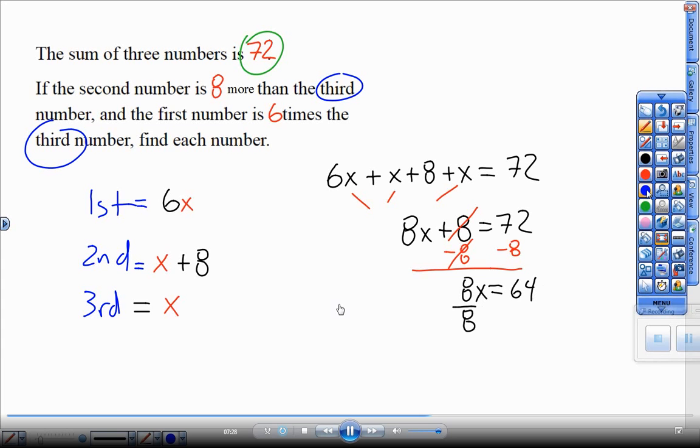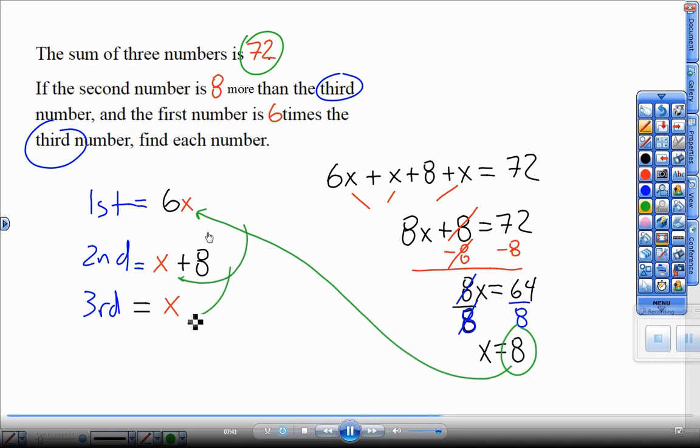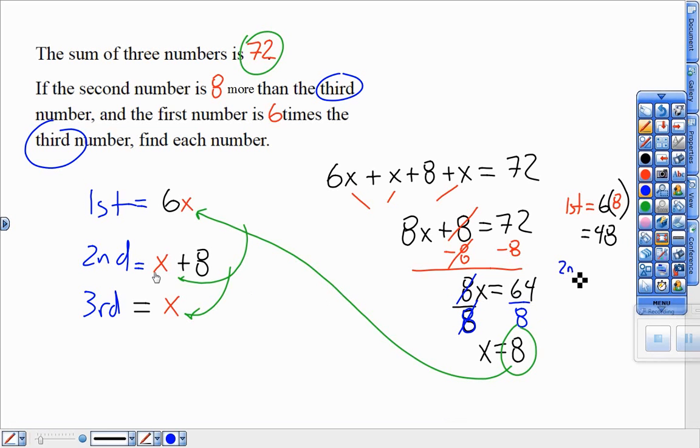And realize when you get that answer, x equals 8, that is the third of the numbers. That's the third one. That x goes right here. So if I take that 8 and plug it in to the other x spots, I'll get the first and second number. So the first number is 6 times that 8 that I know x is, which gives me 48. The second number is 6 plus that 8, which gives me 14.